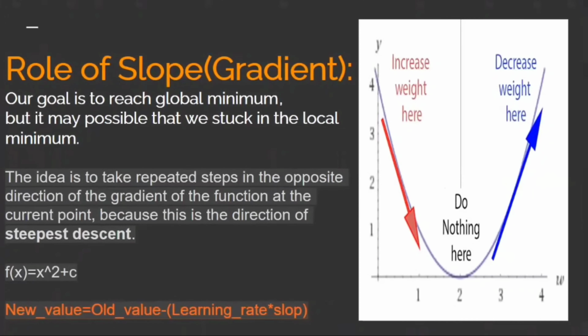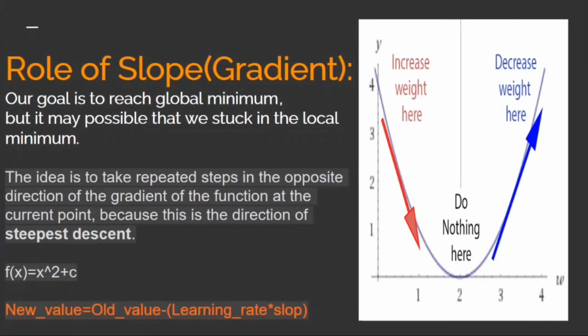Here is the solution to this problem. Roll of slope, also known as gradient. You can see a graph, a parabola for the function of x squared. So to obtain an optimized state, we need to put a value of x such that the value of the function must be minimum or near to 0.